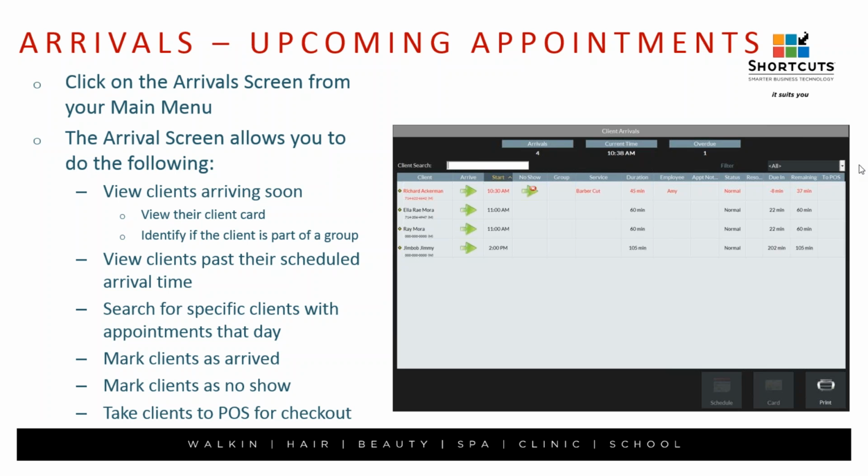Looks like I have a question here. How do you change the categories of the options that are available in the arrival screen? It might just be something that you're not currently viewing in that screen. If you look on my screenshot here, you can see all those different headings that we have: client, arrive, start, no-show, and so on. That bar is able to be edited. If you right-click on it, you can add and take away options. You might start by checking there if you don't have the no-show option.